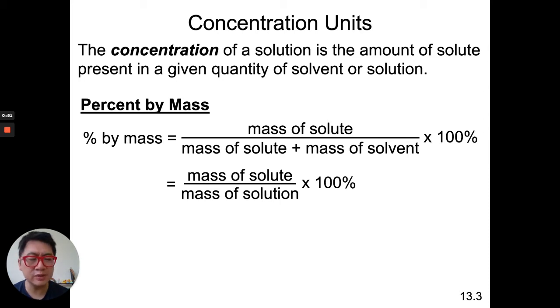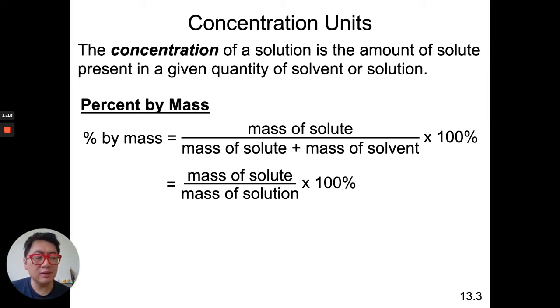In chemistry, we don't just say it's strong or weak. We say that it's highly concentrated or it has a low concentration. Concentration is the amount of solute, so the solute in the example I talked about would be tea, in a given quantity of solvent, which would be water, or solution. Once you mix the tea leaves in water, it makes tea, a solution.